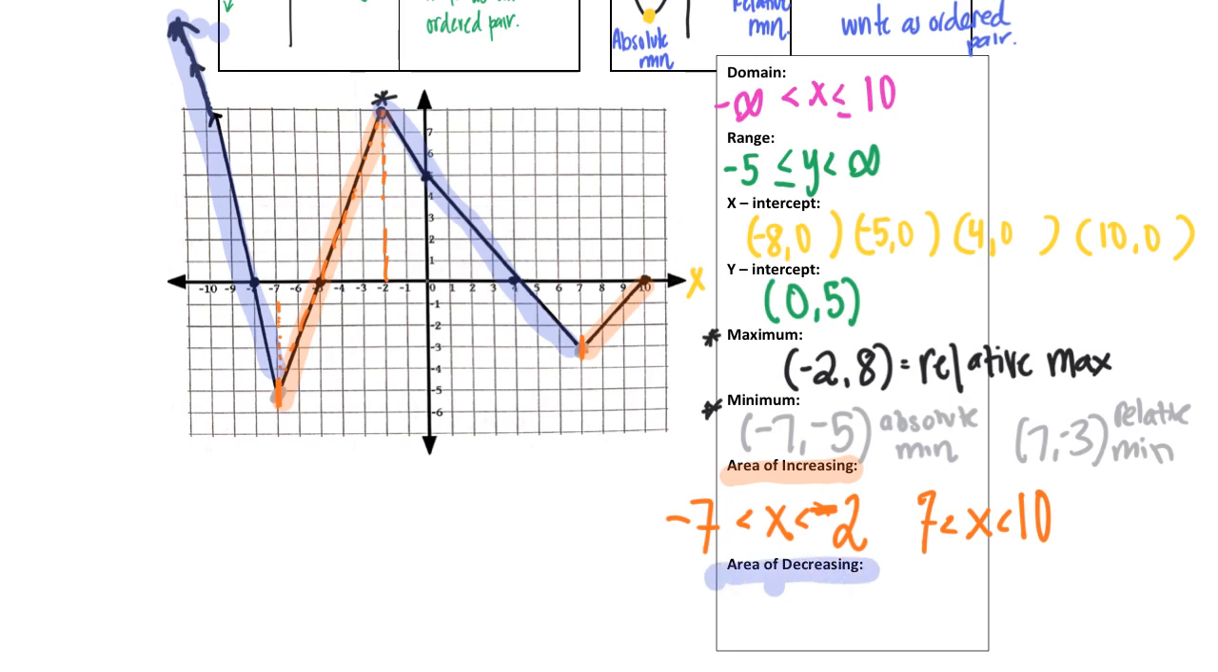You'll notice I've highlighted two different sections. That means you're going to set up two different inequalities. Go ahead and set them up so you have them ready. Let's look at this left portion of the graph. The graph is decreasing for all these negative x values. It's falling.